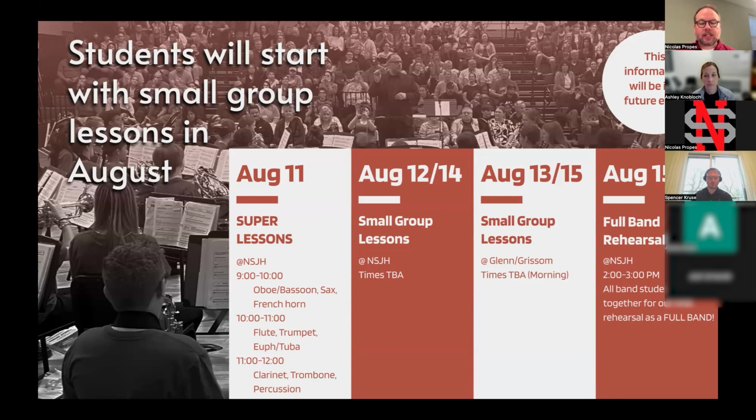We would have all the saxophones in their own lesson, all the French horns in their own lesson. From 10 to 11, we would have all the flutes in a lesson together, all the trumpets in a lesson together, euphoniums, tubas. And then from 11 to 12, all the clarinets, all the trombones, all the percussion in their own groups together. And look in the upper right corner there. This information will be in a future email. You don't need to be furiously scribbling notes down right now. I will send all this stuff out in the next couple days.